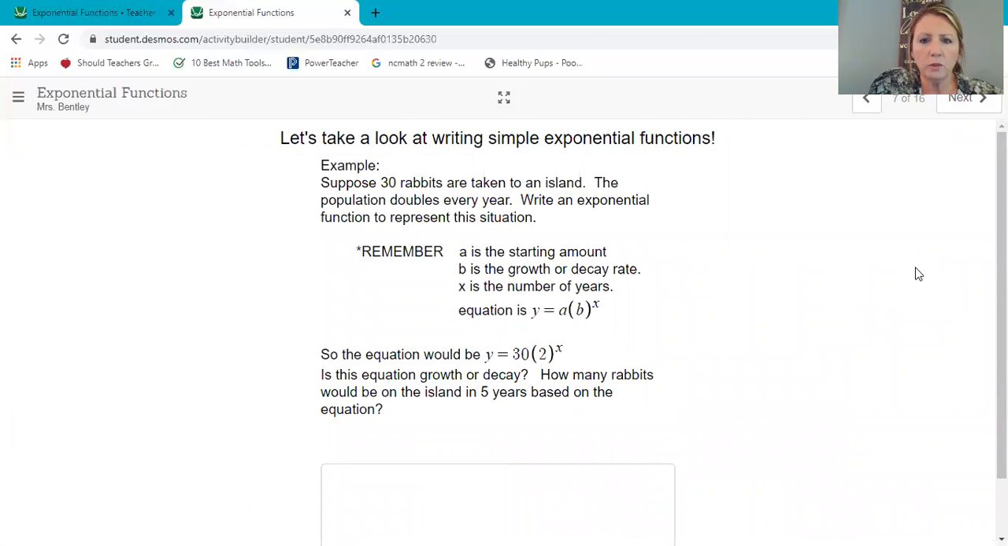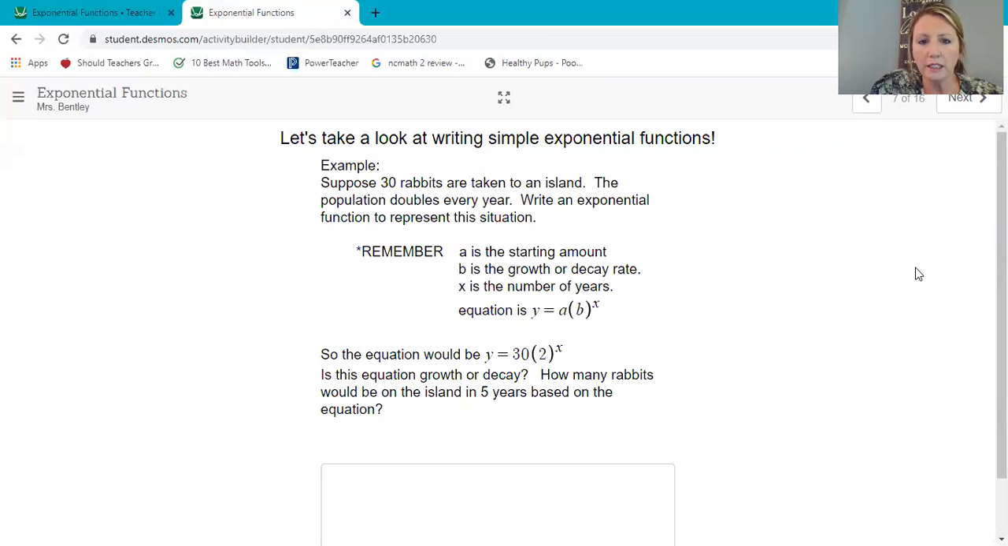Okay, so now we're actually going to start writing equations, and we're just working with the simple ones today. So it says, let's take a look at writing simple exponential functions. Here's our first example. Suppose 30 rabbits are taken to an island. The population doubles every year. Write an exponential function to represent the situation.